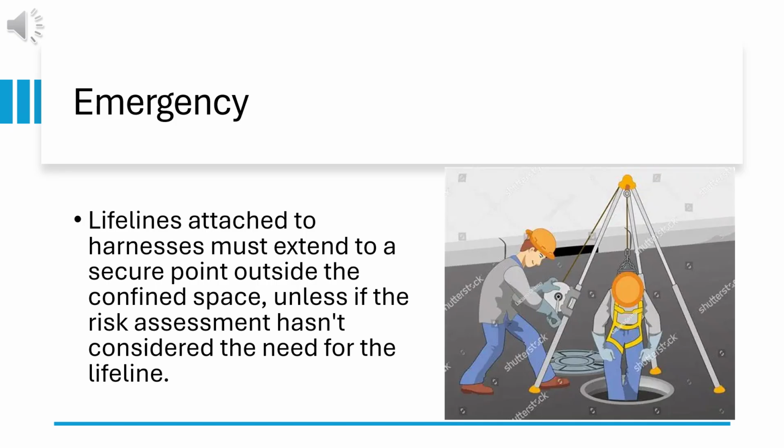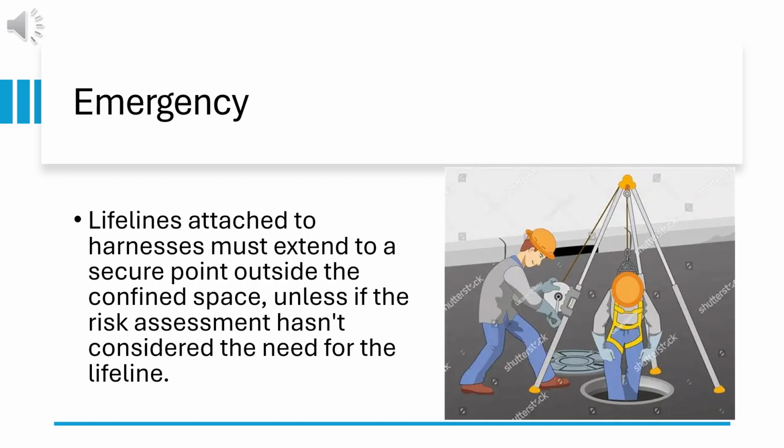Entrants should wear a full-body harness fitted with a lifeline that extends to a secure anchorage point outside the confined space. This allows rescuers to extract a worker without entering the hazardous environment. The only exception is when a documented risk assessment determines that a lifeline creates additional hazards, such as entanglement or contact with rotating equipment. In every case, the decision must be justified and recorded.